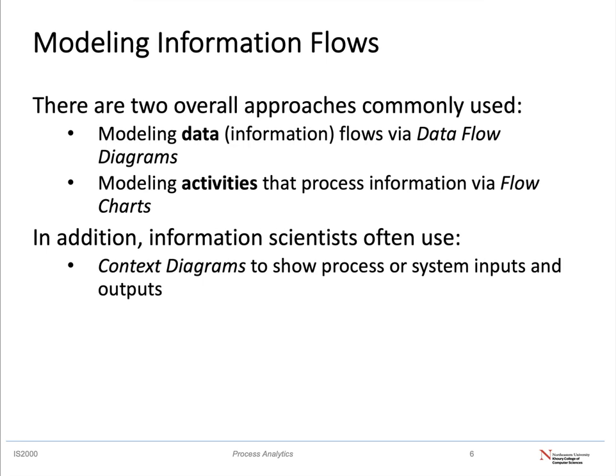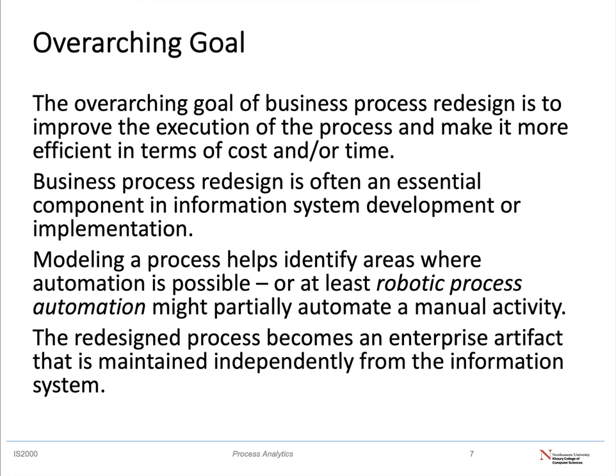Now, when you model a process, there is an overarching goal. The overarching goal of business process modeling and business process design is to improve the execution of a process and to make it more efficient, typically in terms of cost and/or time. Have it take fewer resources, have it be shorter, have it be more efficient, maybe have less rework. There are a number of different potential improvement goals that one might have, but it always involves some improvement to the organization.